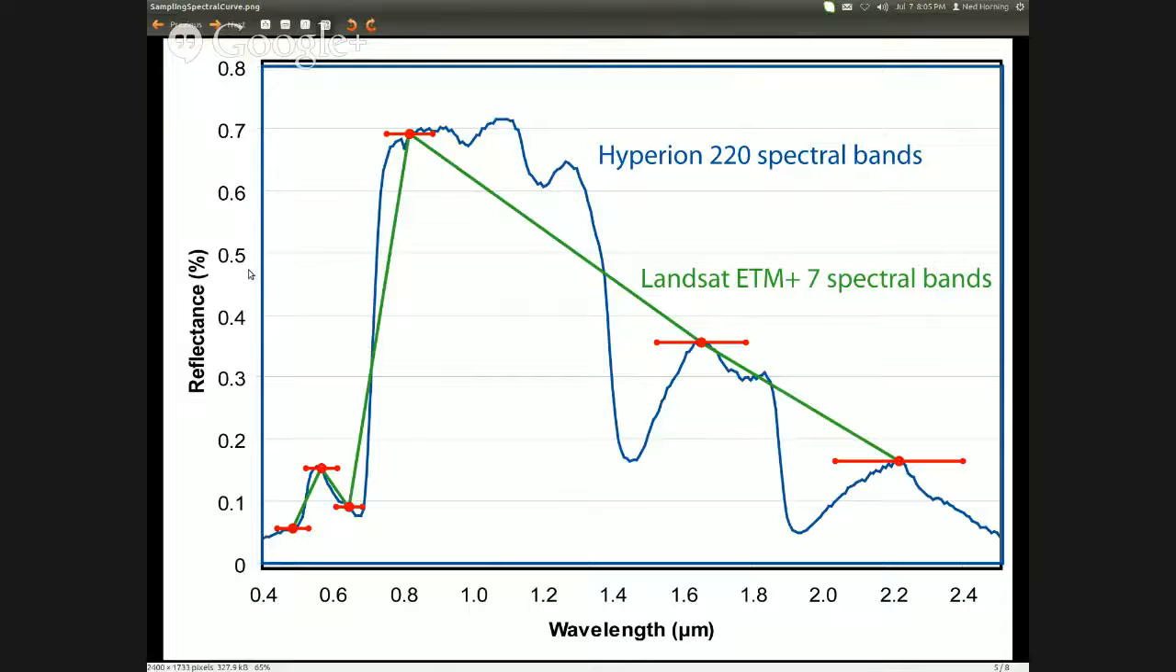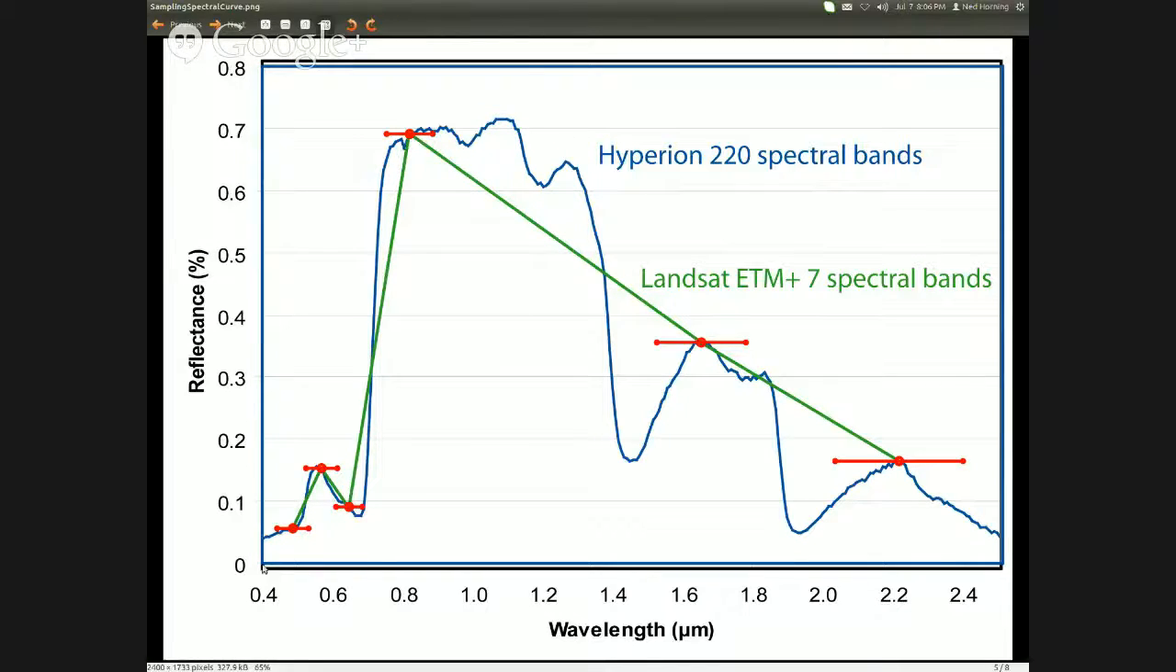So on the y-axis here, it's measured in percent reflectance from 0% up to 80% up at the top. And this blue line is what you normally expect for vegetation, like a blade of grass. Green vegetation will have this sort of spectral plot where it has very low visible reflectance and very high near-infrared reflectance.